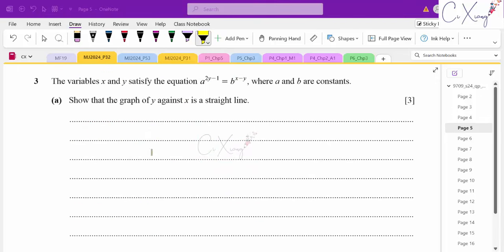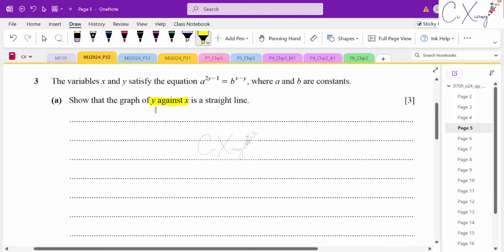Okay, so question number 3. The variables x and y satisfy this equation where a and b are constants. They want us to show that the graph of y against x is a straight line. When we have an equation with a power, especially when the power is not 1, basically it is a curve. So how can we show that it is a straight line?